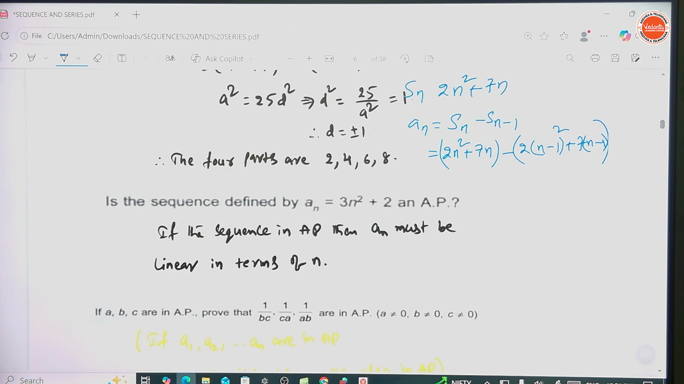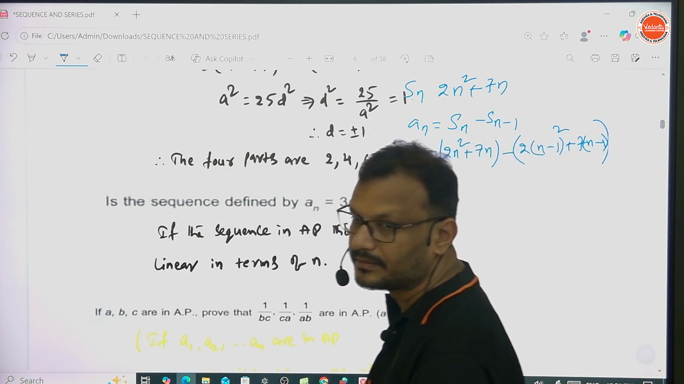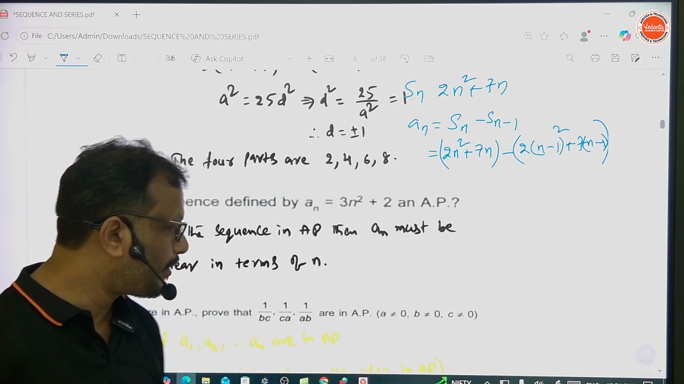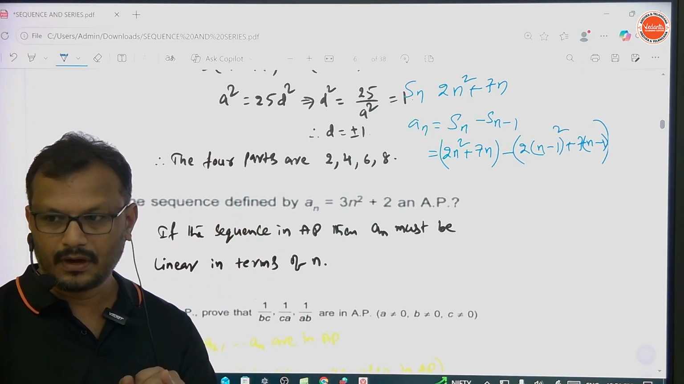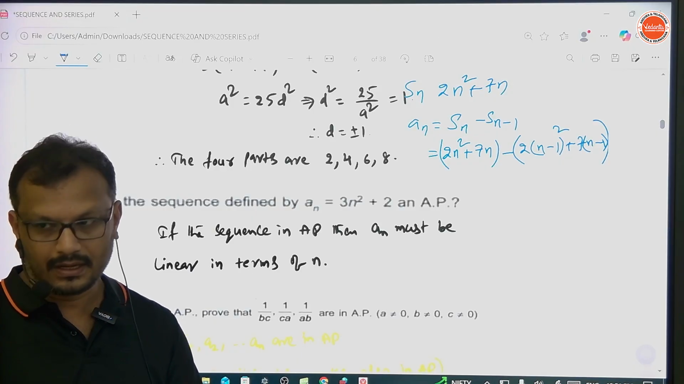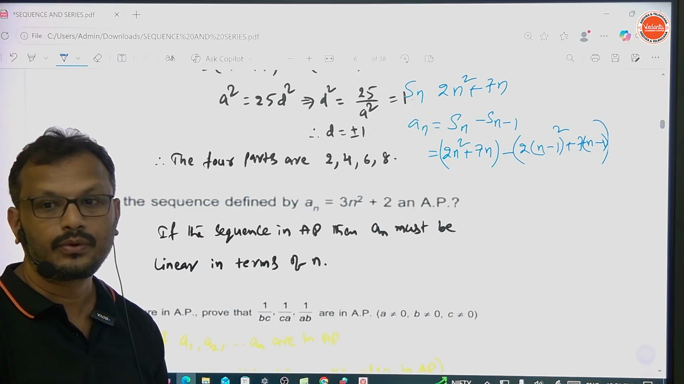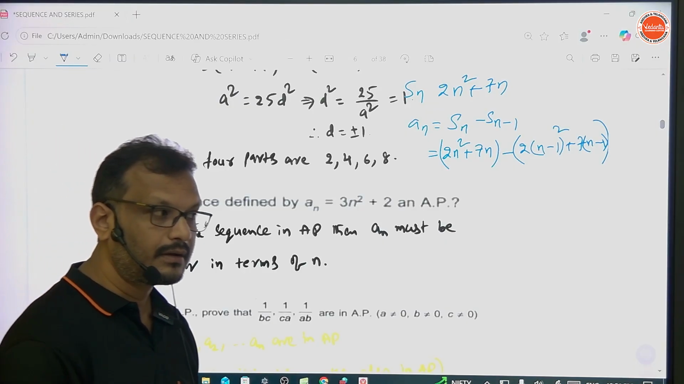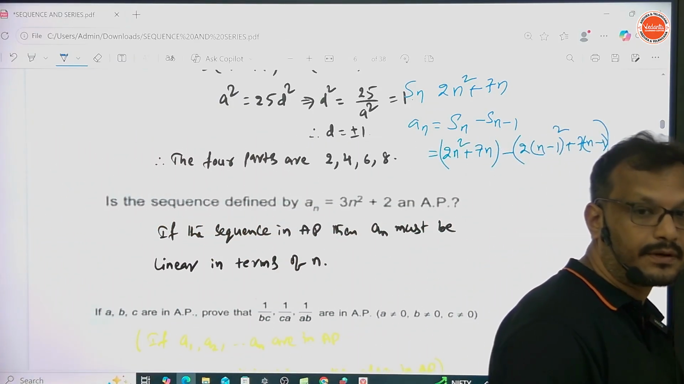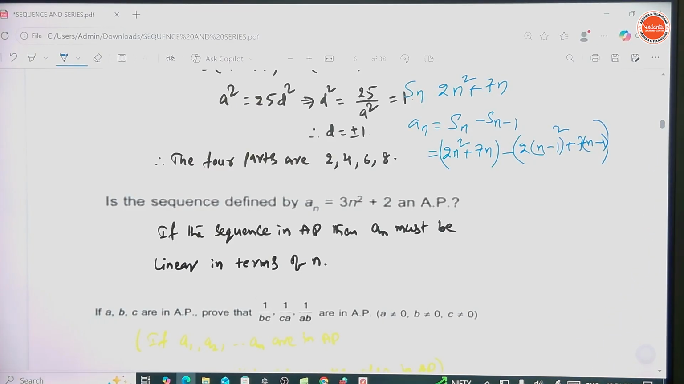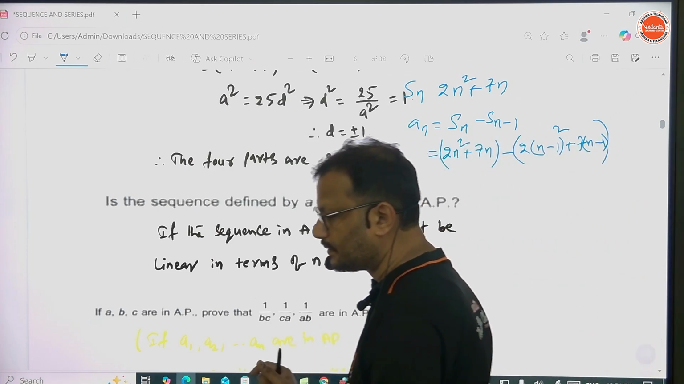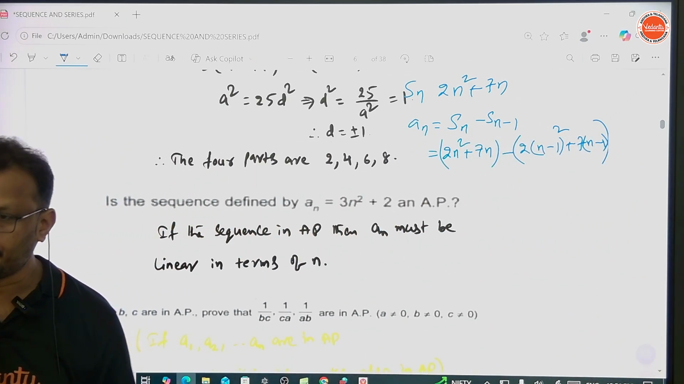And the nth term here will compulsorily be linear in terms of n. So finally, the point I'm talking about is that the sum of n terms will be quadratic, but a constant should not be there. Because it is n by 2 into 2a plus n minus 1 into d. And the nth term will be linear in terms of d. Then only it will become AP. These are the basic, fundamental things, based on the properties, you can say.